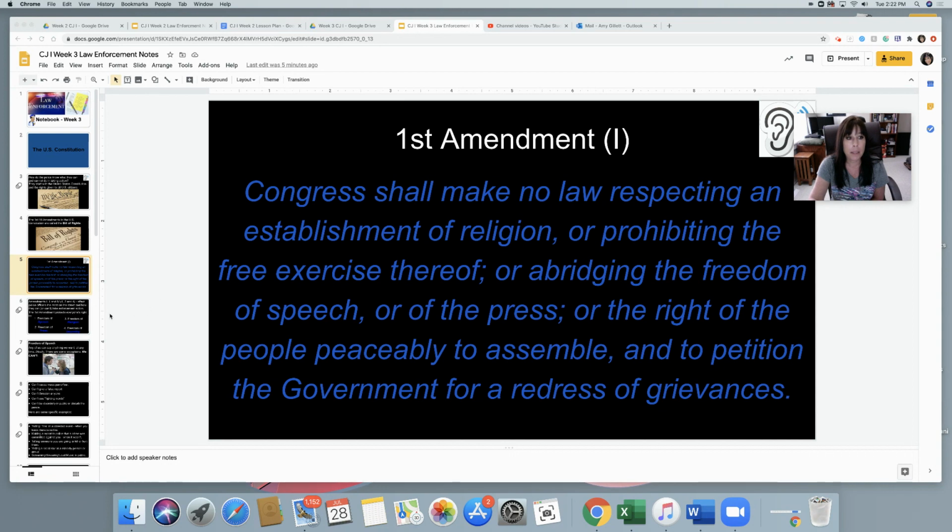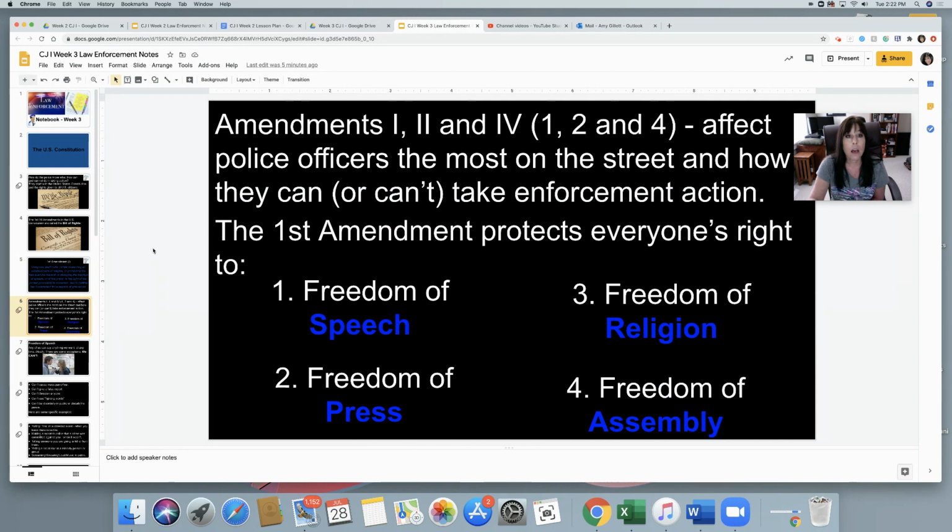So you're not copying this, but I would like you to copy this. Amendments 1, 2, and 4 affect police officers the most on the street and how they can or can't take enforcement action. The First Amendment protects everyone's right to freedom of speech, freedom of the press, freedom of religion, and freedom of assembly. So there are 4 protections in the First Amendment.